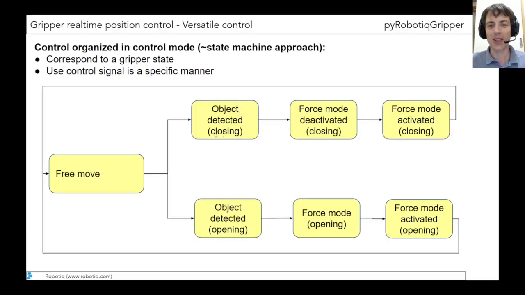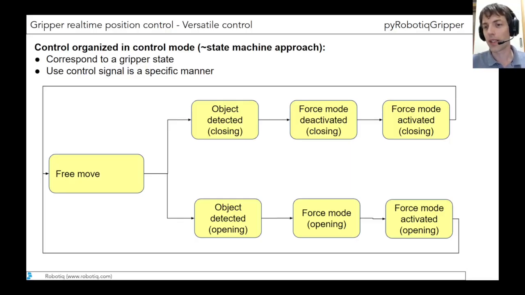So here is the mode, object detected. Then if the operator releases the joystick, we enter the force mode deactivated. We enter the force mode where the operator will be able to use the trigger, the joystick, to set the force, but it's deactivated because the operator did not press the joystick to set the force. So this will come in the next phase.